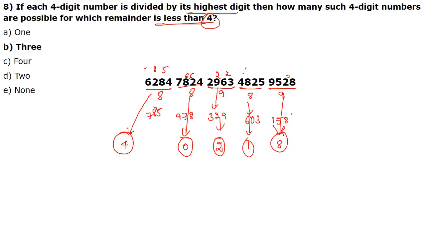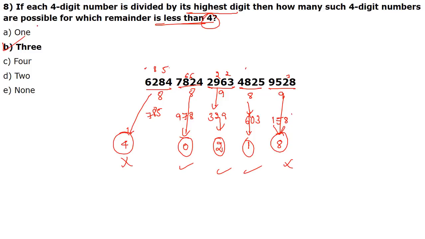Alright. Now we need to find out, when we divide each 4-digit number by the highest number in it, if the resultant is less than 4. It should not be 4, it has to be less than 4. Therefore 0, 2 and 1. So 4 cannot be the one, 8 cannot be the one. So therefore our answer should be 3 in this case. I hope you got it.